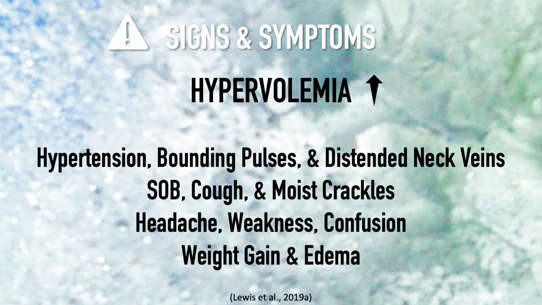What are the signs and symptoms of hypervolemia or too much fluid? Well, we are going to see things like hypertension, bounding pulses, and distended neck veins because more fluid equals more pressure in our system. With excess fluid, we will also see changes to our respiratory status due to pulmonary congestion and edema. And because of that, be on the lookout for shortness of breath, coughing, and you may be able to hear moist crackles when you listen to the lungs.